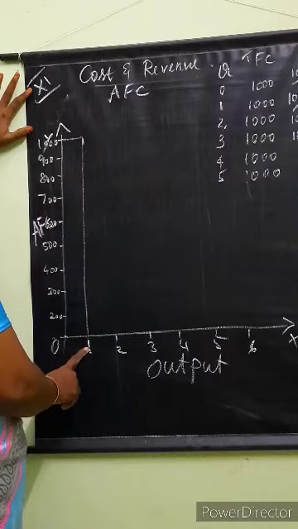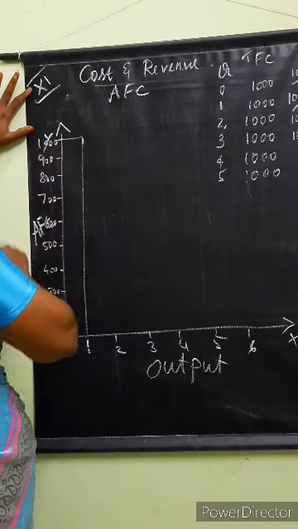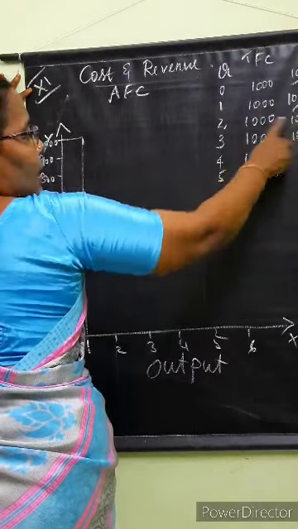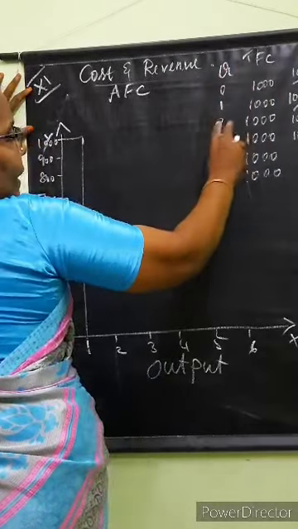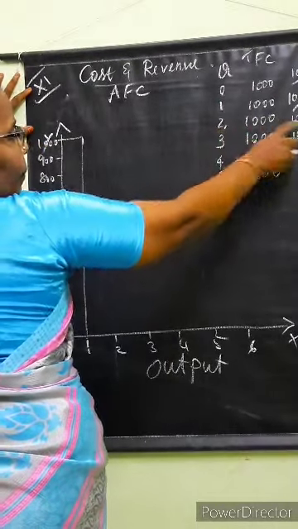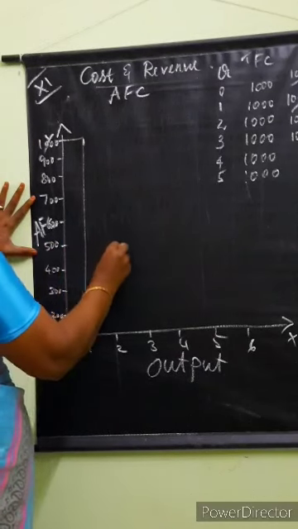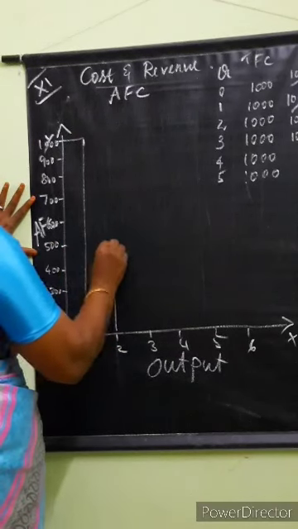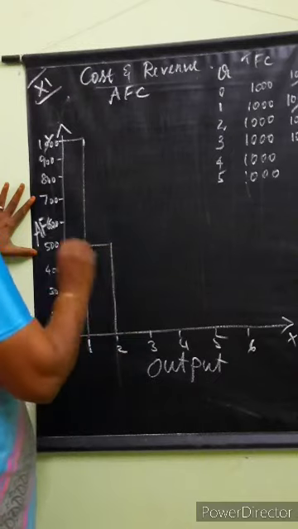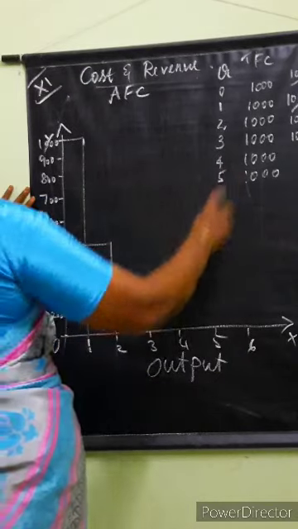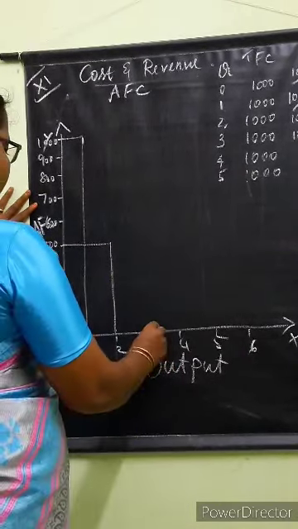Listen, girls. 1 output, 1000 cost. For 2 quantity, 2 products have been produced. What would be the average cost? 500. 2 into 500 is 1000. Third one, 3.